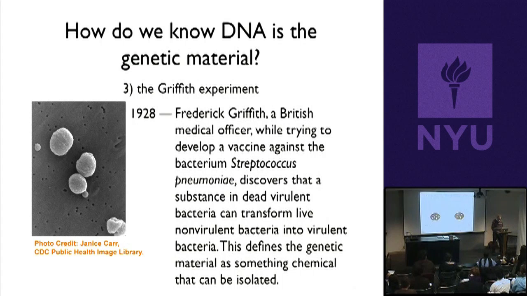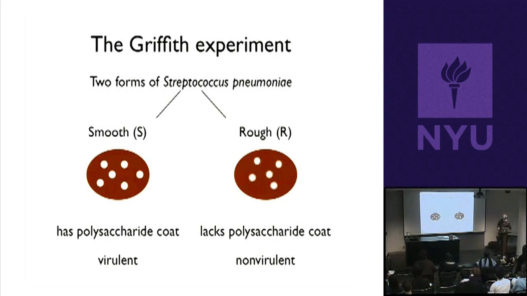So here's the experiment. He had these two different forms, the smooth form and the rough form. The smooth form is smooth because it has a coat on it, made up of polysaccharides, sort of like starch. And the rough one lacks that coat, so it's not as shiny. And it turns out that the smooth one is the dangerous one, and the rough one is not dangerous.